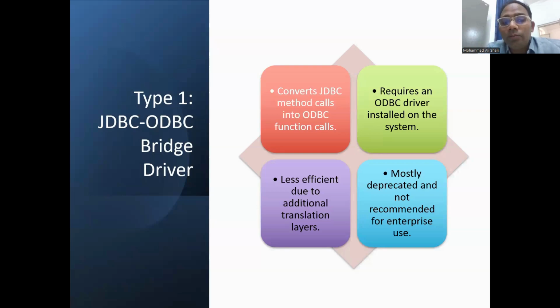Moreover, for example, in Java we have a 4-byte integer type. Coming to a database like Oracle, it doesn't have this concept. We specify the size like number of 5, number of 10, number of 100. So that is the number data type. In MySQL, we have the int data type. So this kind of translation from a Java integer to a MySQL integer, or a Java integer to an Oracle number type, is called translation. These translation layers are required, and the driver is mostly deprecated and not recommended for enterprise use.